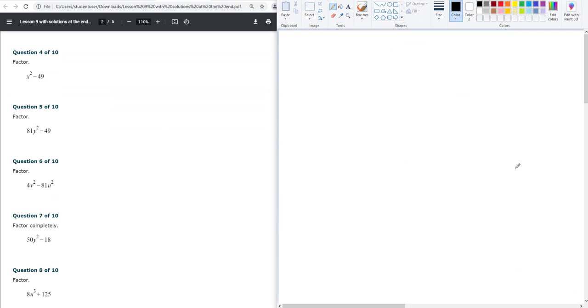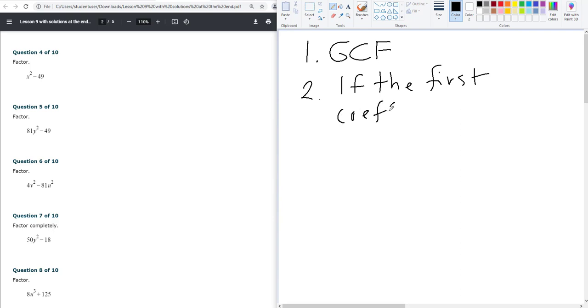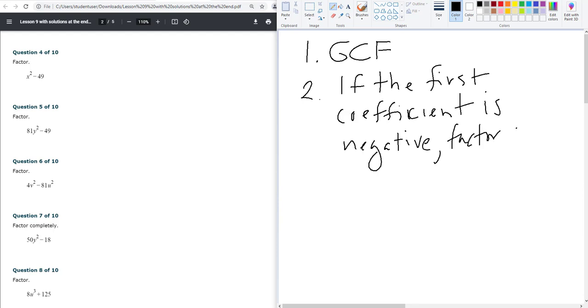Okay, so now we've got a different kind of factoring that we need to do. Let's do a quick review of what you need to do for factoring. So number one, always take out the greatest common factor. Number two, if the first coefficient is negative, factor out the negative. Okay, we haven't run into one of those yet, but you might in ALEKS. So if you've got a negative 3x squared in the front, take out a negative.